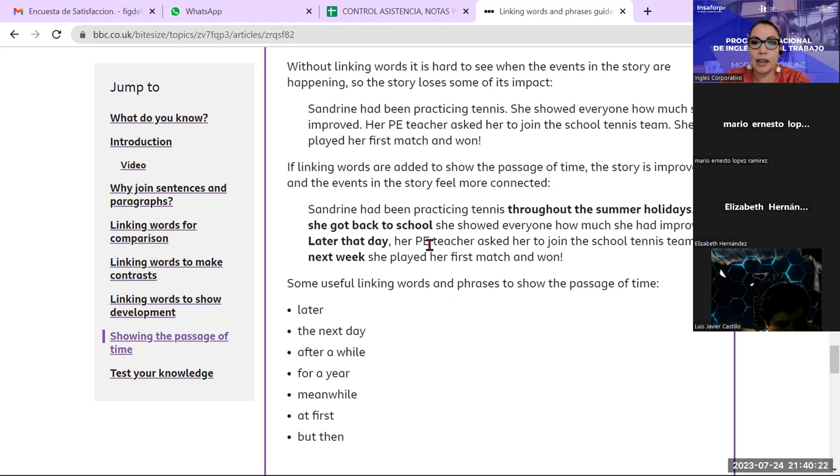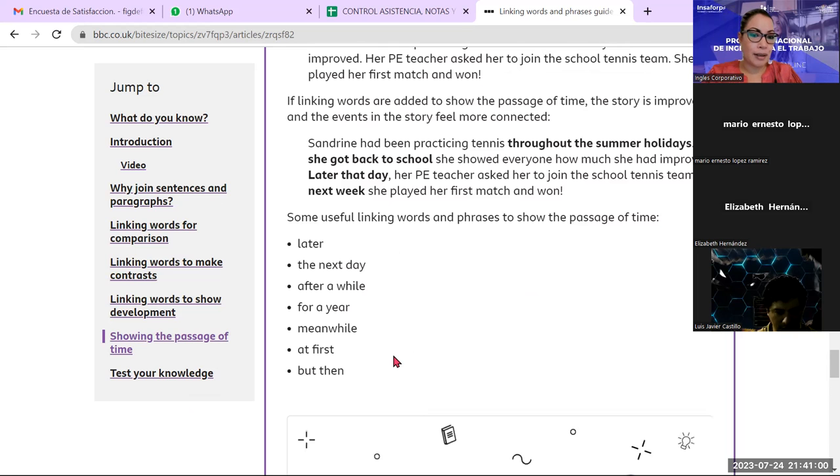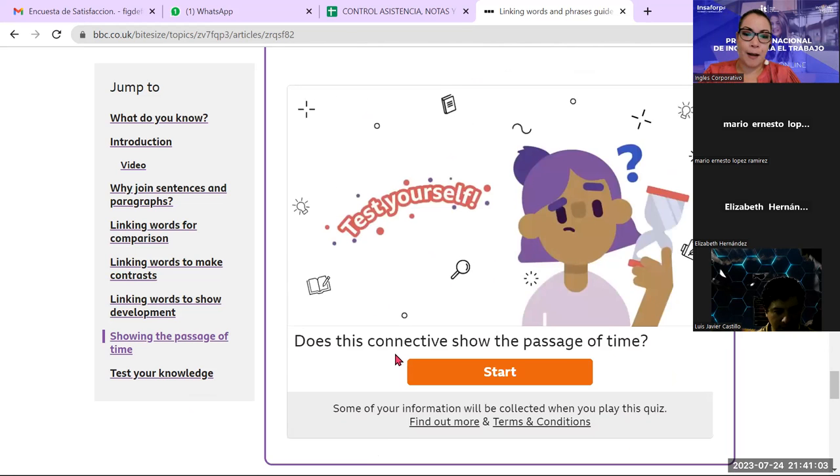Sandrine had been practicing tennis throughout the summer holidays. When she got back to school, she showed everyone how much she had improved. Later that day, her PE teacher asked her to join the school tennis team. The next week, she played her first match and won. Some useful linking words and phrases to show the passage of time are later, the next day, after a while, for a year, meanwhile, at first, but then, and now.